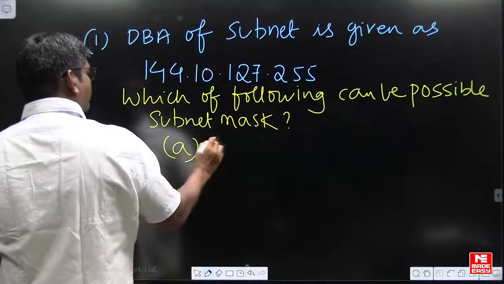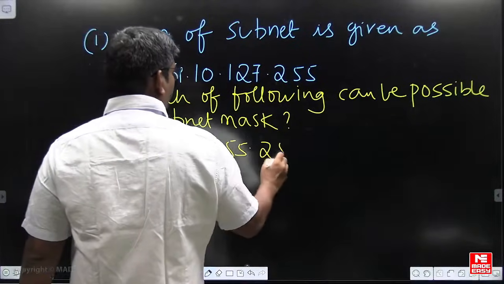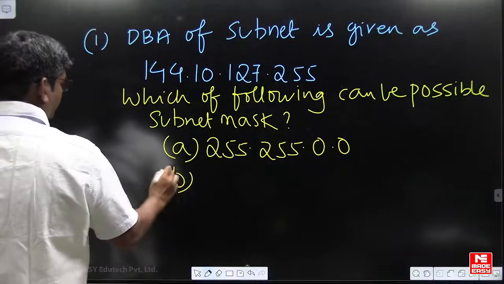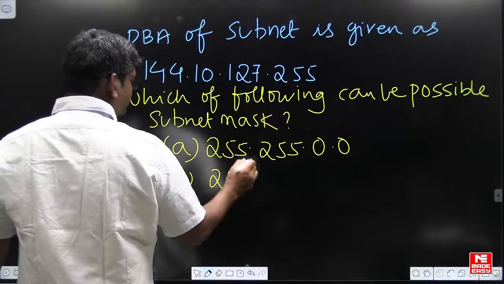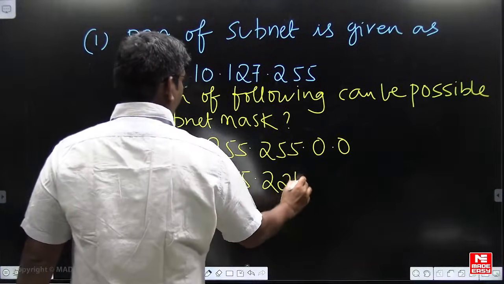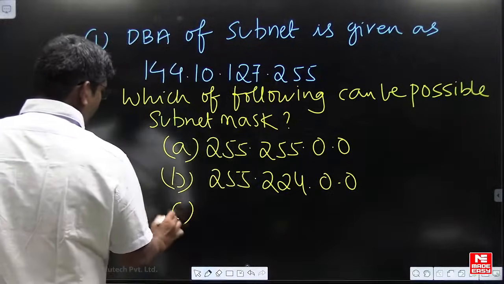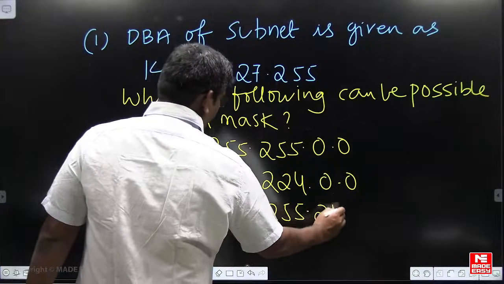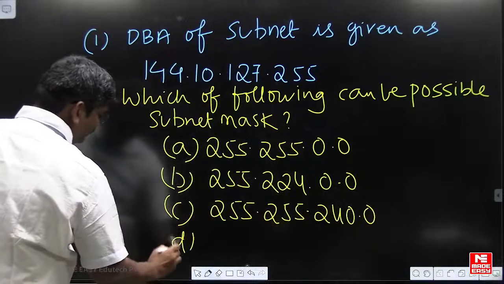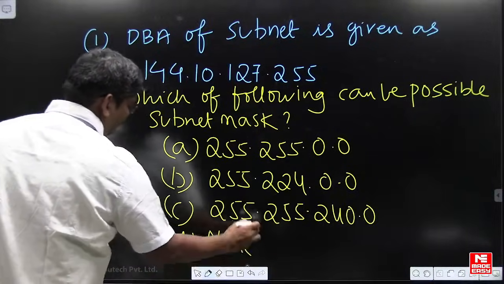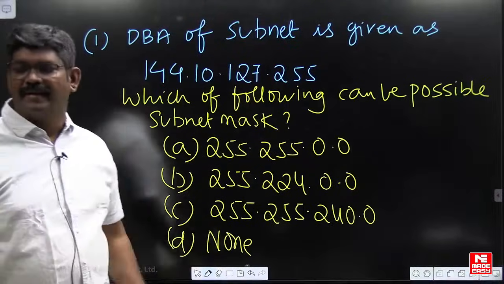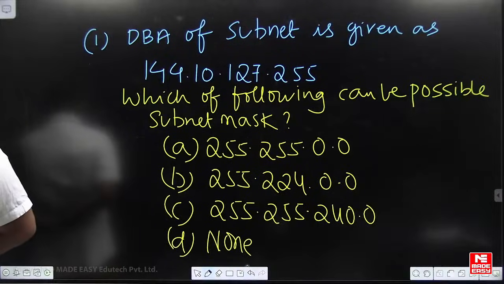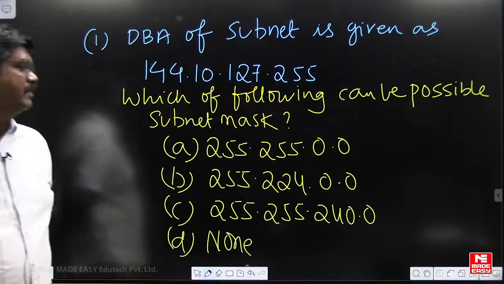Different options they have given: option A, 255.255.0.0; option B, 255.224.0.0; option C, 255.255.240.0; option D, none. So please try everyone. If you don't get it, I am going to explain. Yes, Nitish, Sagar, Rajiv, Neeraj, please try everyone.